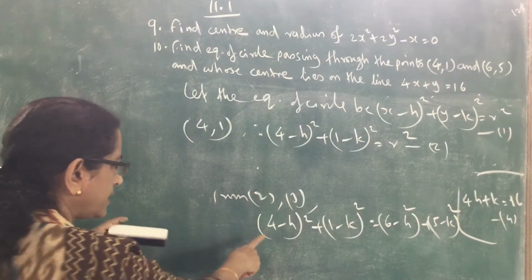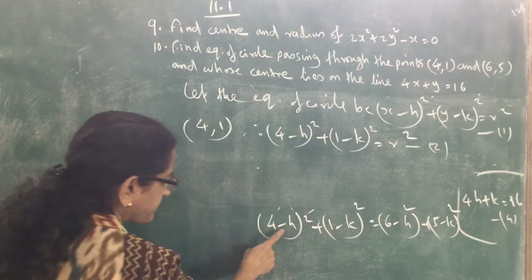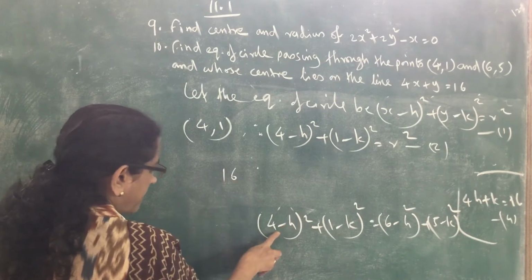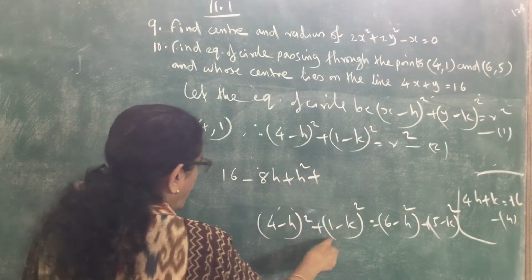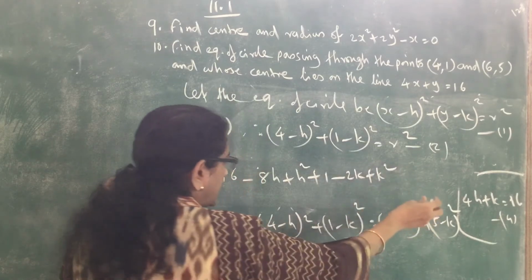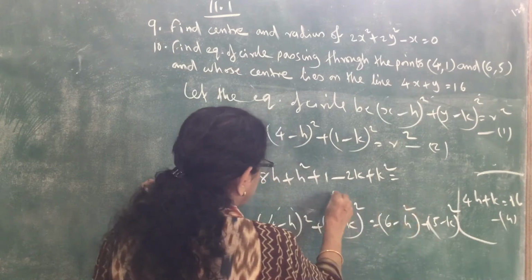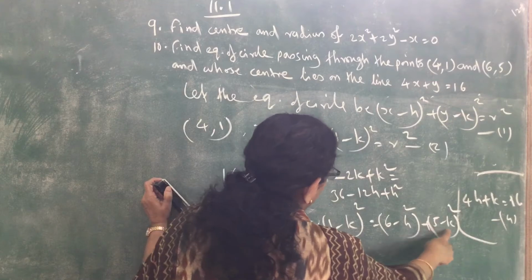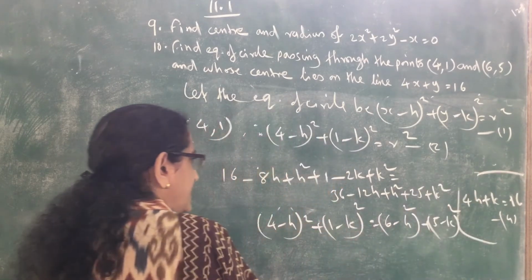Now we will expand and simplify. (a minus b) whole square, that is 16. Then minus 2ab minus 8h plus h square plus 1 square 1 minus 2k plus k square, that is equal to, now the right side, (6 minus h) whole square, 36 minus 12h plus h square, then (5 minus k) whole square, plus 25 plus k square minus 10k.